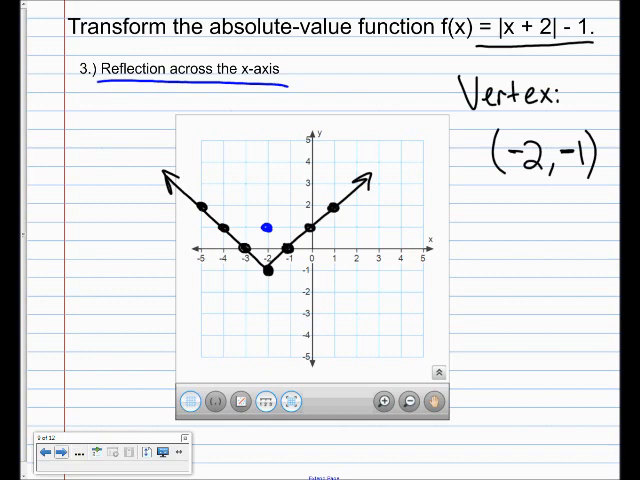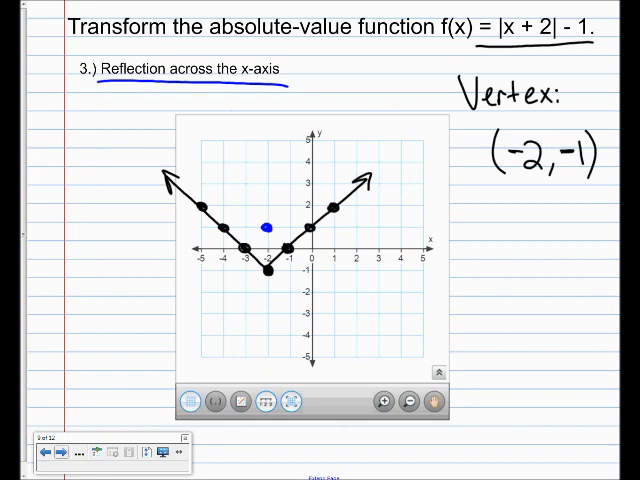You good, Kevin? Can you re-say that? Yes, I can re-say it. This is my original vertex, negative 2, negative 1. I want to reflect it across this axis here. It's 1 away. So on the other side, it's 1 away as well.